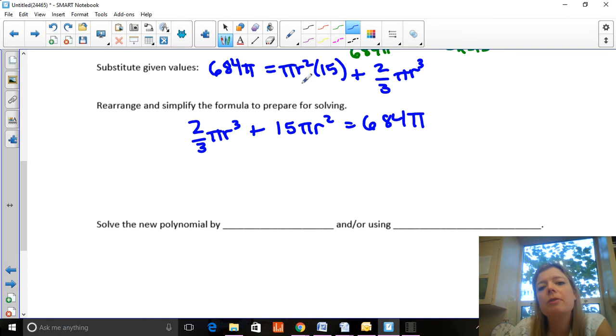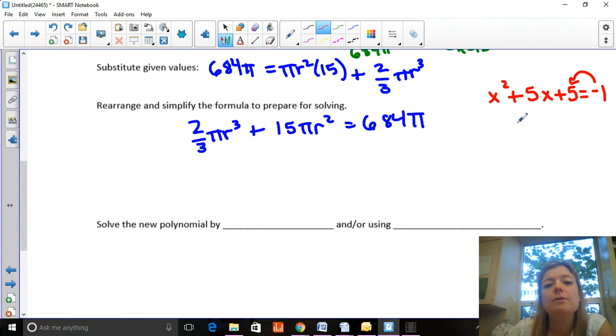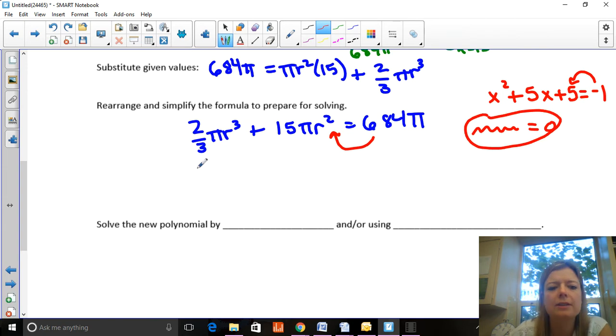Okay, so now remember in quadratics, this is just a little aside. If you had like x squared plus 5x plus 5 equals minus 1, you couldn't solve it. The way to solve it was to put this minus 1 to the other side so that you had a quadratic equaling 0. So the same thing is true for polynomials. So what I've got to do is get this 684π to the other side so I have some kind of polynomial equaling 0. That's my goal. I've got to move everything over to the other side.